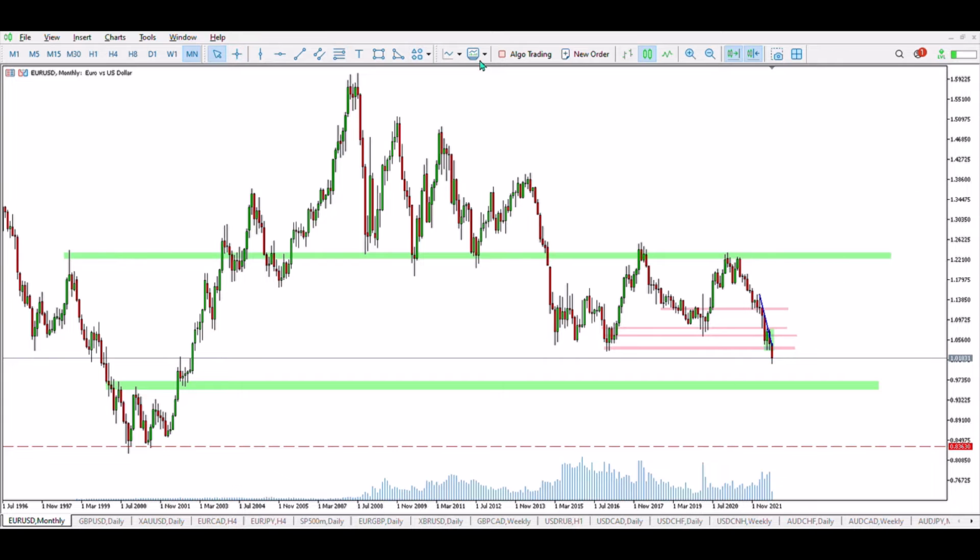Now on the monthly we can see that here on the left we have two highs that were resistance in the past, and a few lows and highs over here. So we have something like a mini support area. So let's mark it. And let's see what else we have.